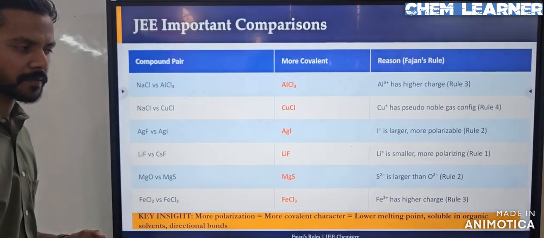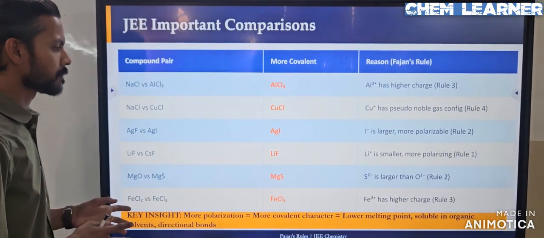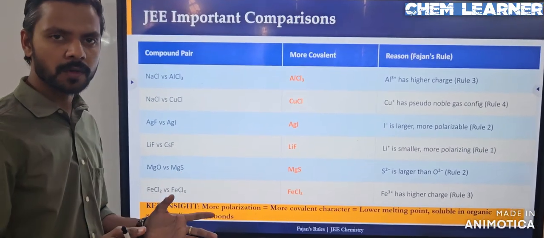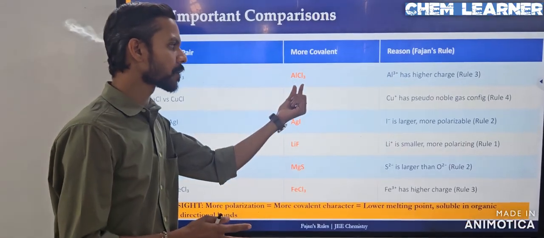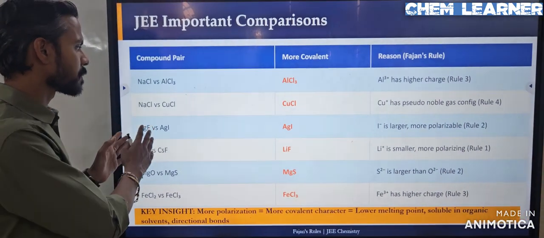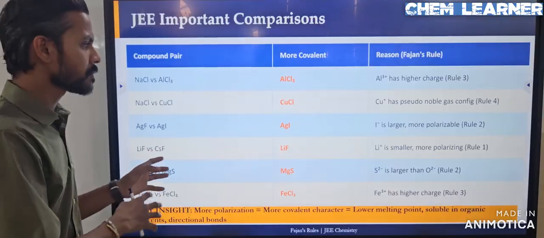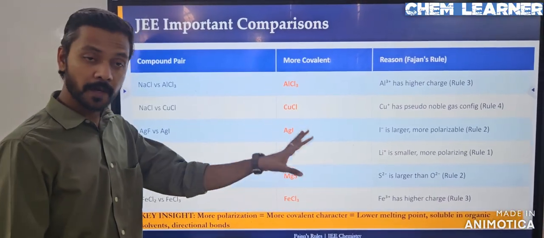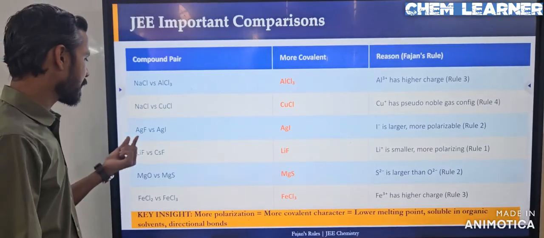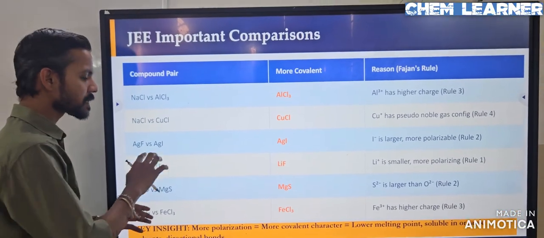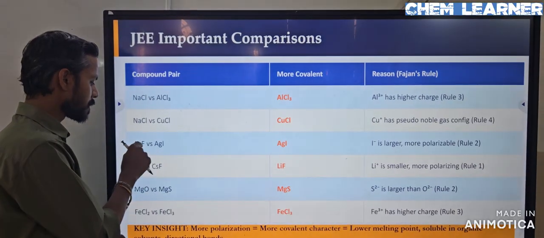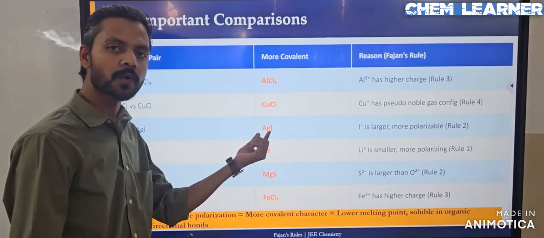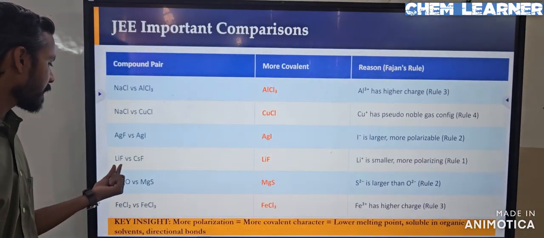Some important comparisons in terms of JEE basically. So NaCl versus AlCl3. Basically, Al3+ has more polarizing power, so AlCl3 will be more covalent in comparison to NaCl. The next comparison is between NaCl and CuCl. The same pseudo noble gas configuration is there for Cu+, so due to the pseudo noble gas configuration, CuCl will be covalent. Moving to the next example, basically AgF and AgI. Now Ag is common. The difference is in the anion. So F- and I-: I- has bigger size, and due to the larger size, it will have more covalent character. Okay. So LiF versus CsF.